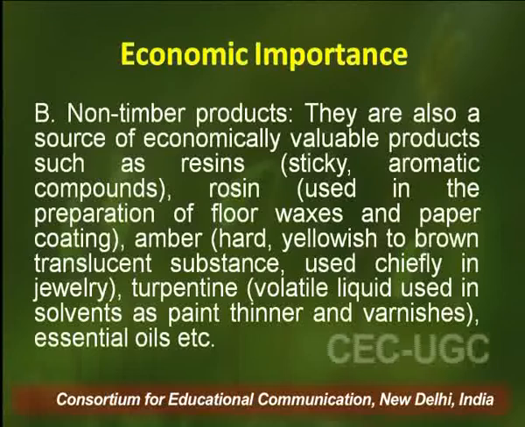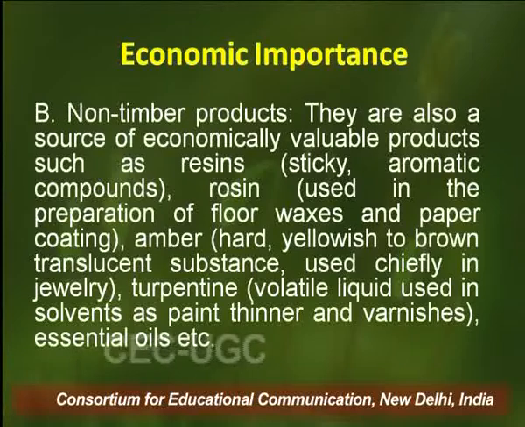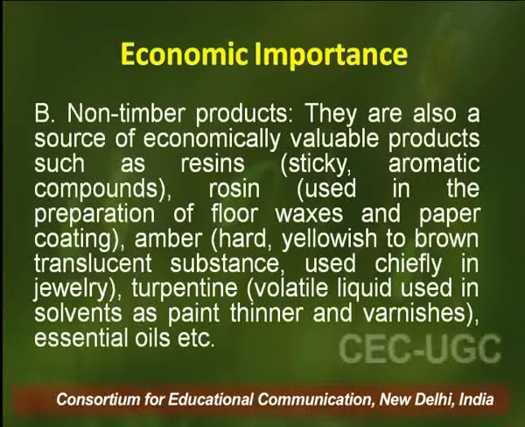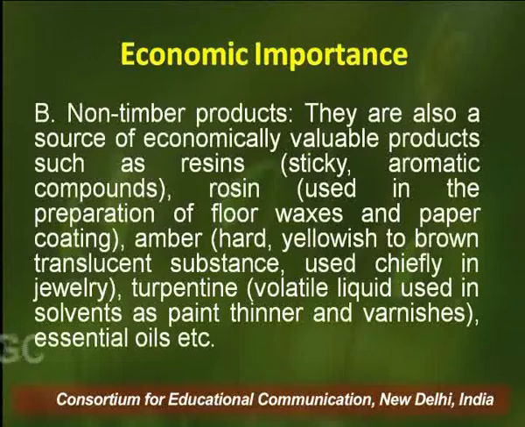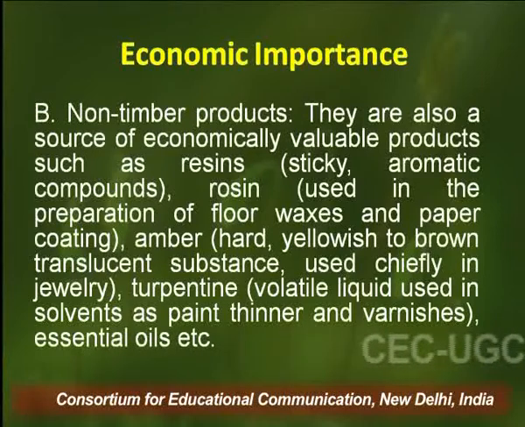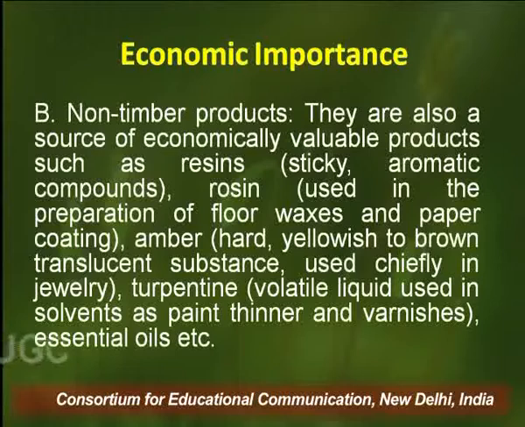They may include resins. These resins are sticky aromatic compounds, or they could be in the form of rosins. Rosins are used in the preparation of floor waxes and paper coating also. Gymnosperm products are also used in the form of amber, which is a hard yellowish to brown translucent substance used chiefly in jewelry. Terpenes are also one of the items, which are volatile liquids used as solvents and also as a mixture to paints and varnishes. Apart from these there are certain essential oils also which we procure from gymnosperms.